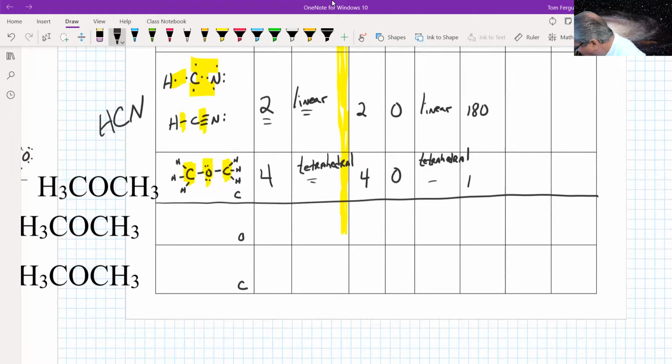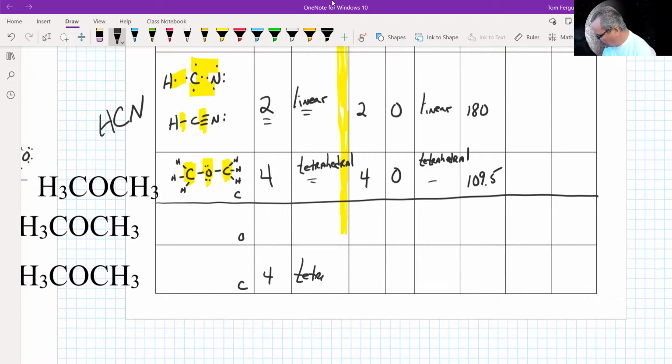And that would be 109.5 degrees. And since the carbons are exactly the same, that means these are going to be the same.